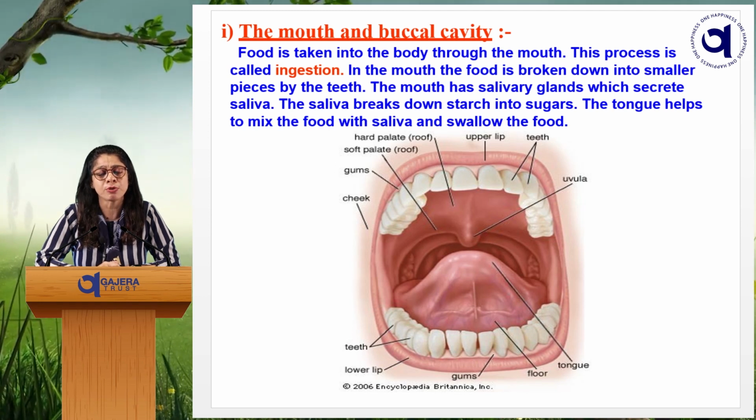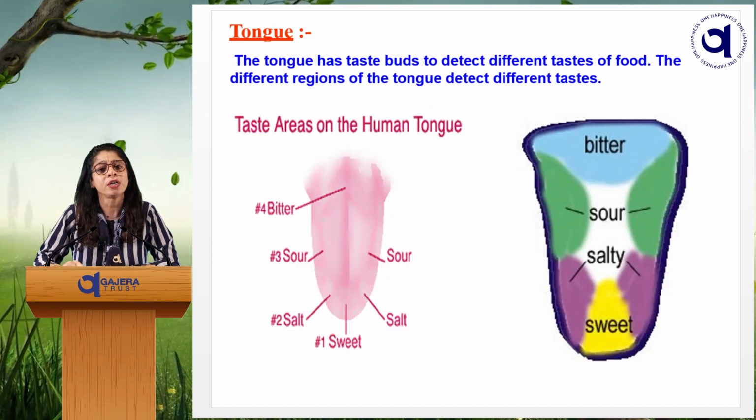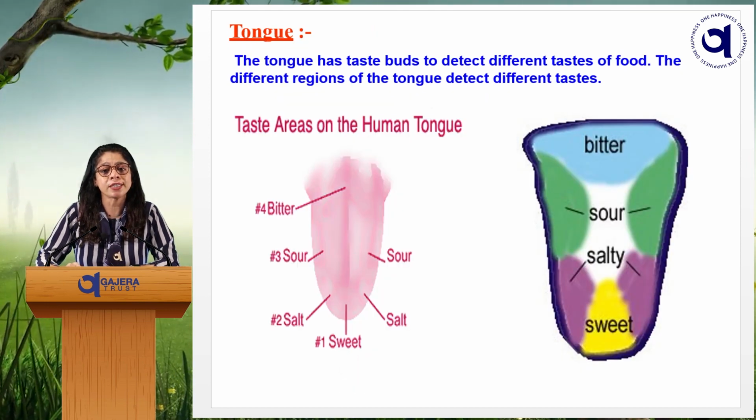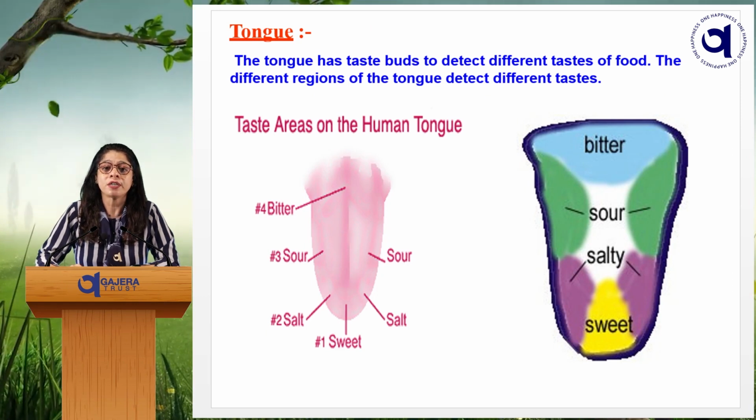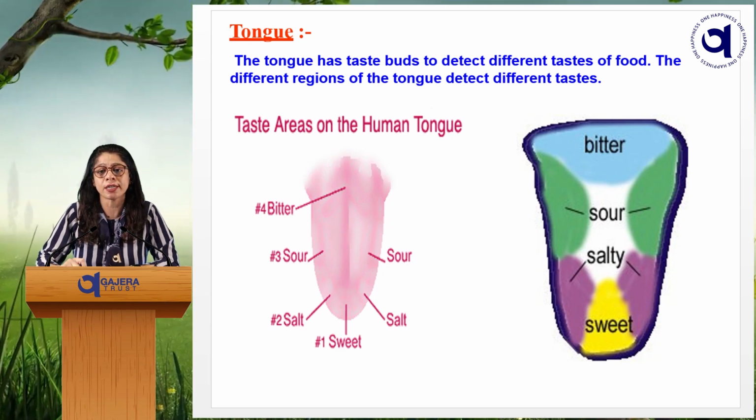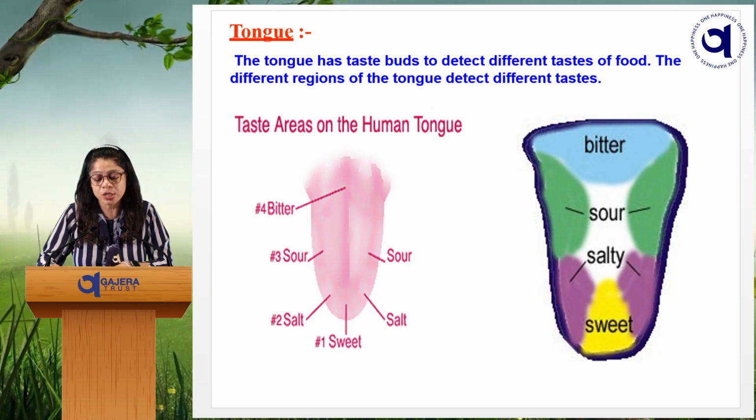The tongue helps to mix the food with saliva and swallow the food. The tongue has taste buds to detect different tastes of food. The different regions of the tongue detect different tastes. See the bitter, sour, salty and sweet.